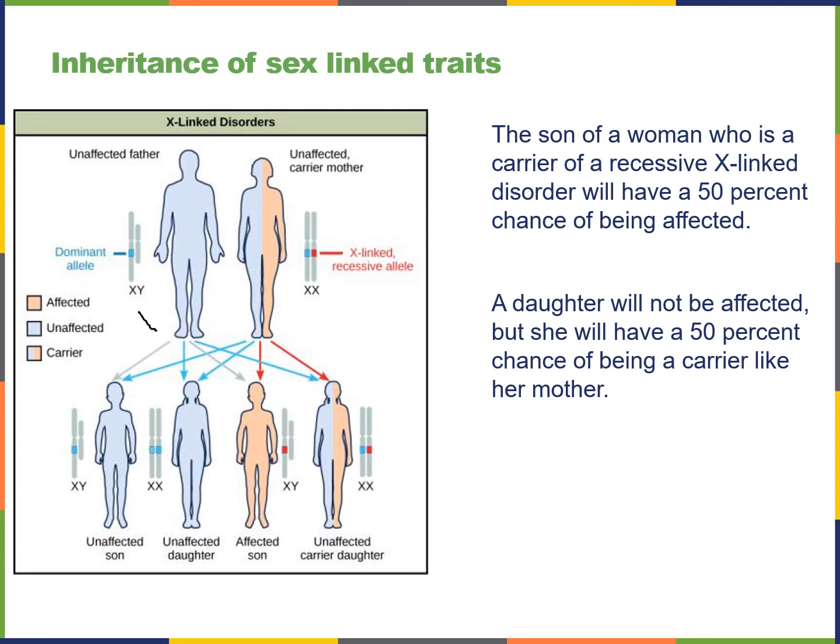So this is an unaffected father here. He's XY. And this is an unaffected yet a carrier mother, and that's denoted by the split of colors. So she's represented by half blue, half orange. The males are either going to be unaffected like we see here, or affected from this generation. The females have no potential to be affected, but the females can be carriers and they can pass it on to their offspring. So we get one unaffected carrier daughter, and we get one completely healthy or normal daughter.